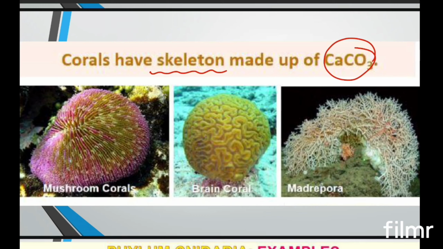Because of this it is very rigid, and you can see such corals in some special areas, like some islands, Lakshadweep, right, and Andaman Nicobar islands, or the Great Barrier Reef of Australia, which is entirely covered by coral reef, which is also giving protection for the island, right. Very beautifully you can see all these things. Here are some examples of corals: mushroom coral, brain coral, or Madrepora. These all are examples of coral in which the outer covering, the exoskeleton, is made up of calcium carbonate.